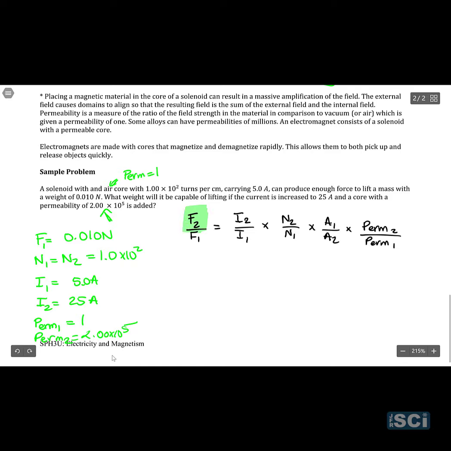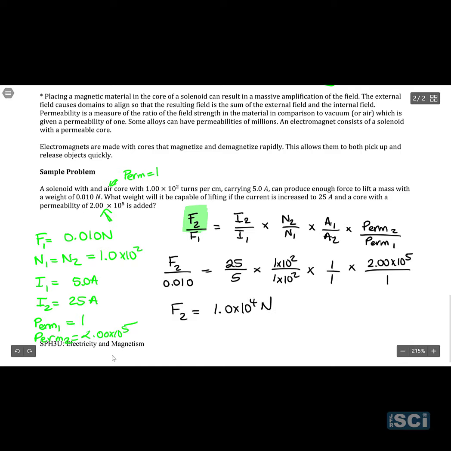Okay, so if we were to substitute in all our values, we get F2 divided by 0.010 is equal to 25 divided by 5 times 1 times 10 to the 2 divided by 1 times 10 to the 2 times 1 divided by 1 for my areas times 2.00 times 10 to the 5 divided by 1. And you can rearrange this and find out that the force that this new coil could exert would be 1.0 times 10 to the 4 newtons.